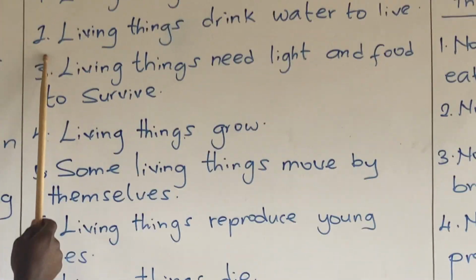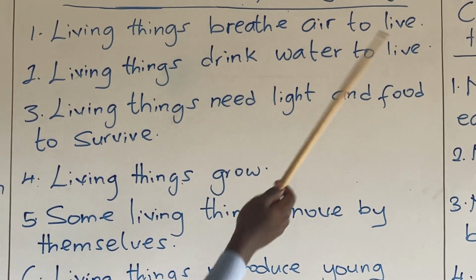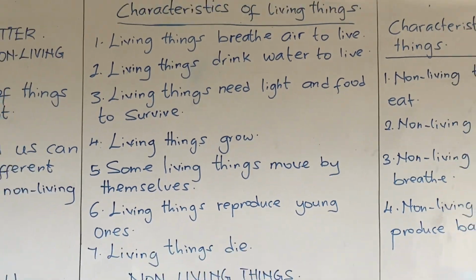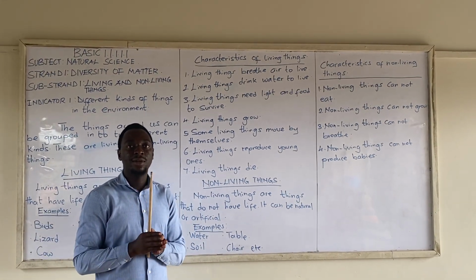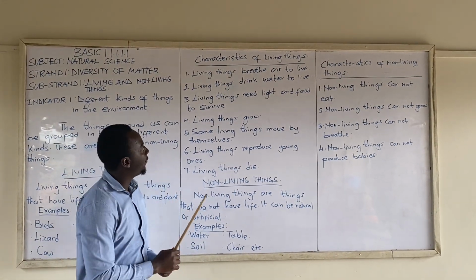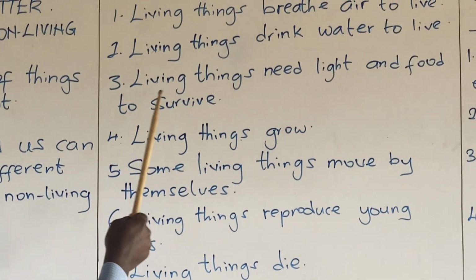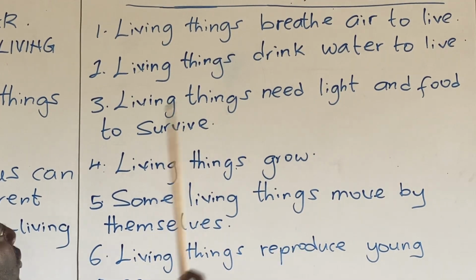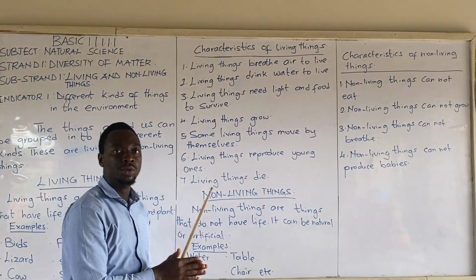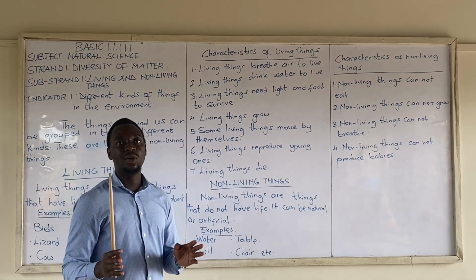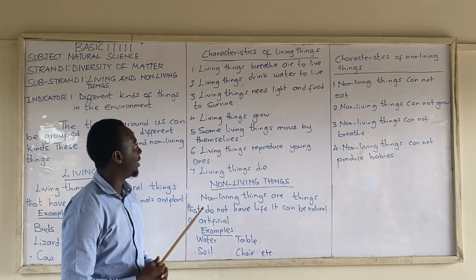2. Living things drink water to live. Both plants and animals need water to live. 3. Living things need light and food to survive. Plants need light, animals need food to survive.